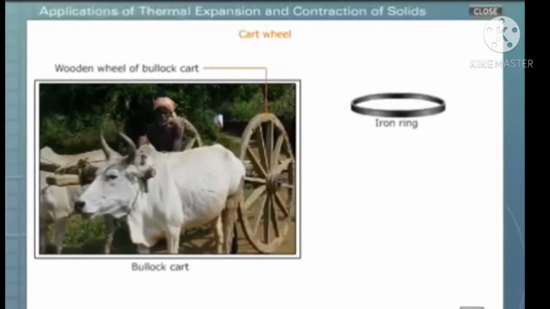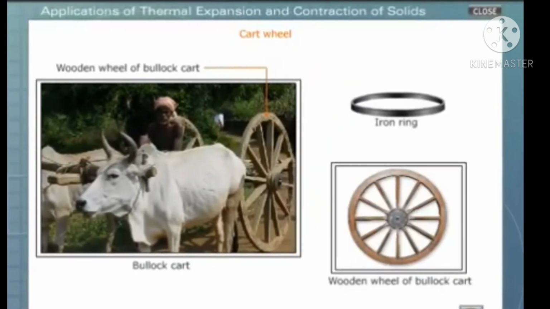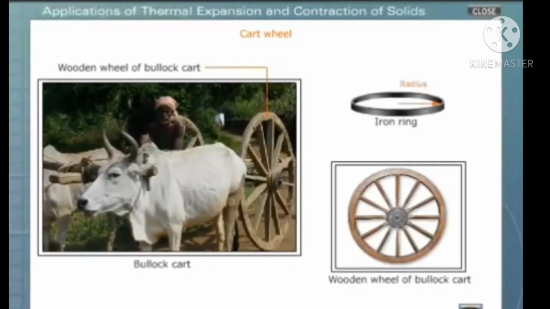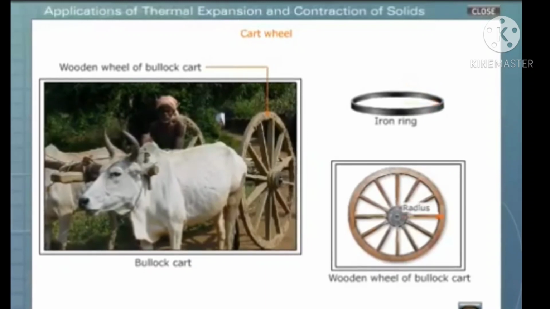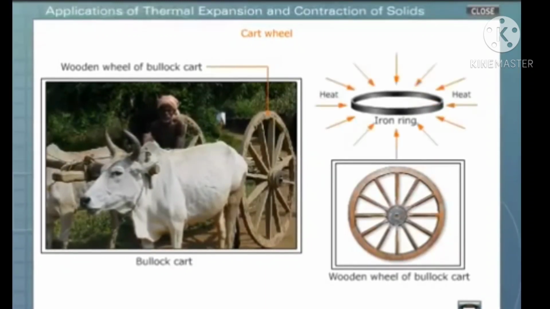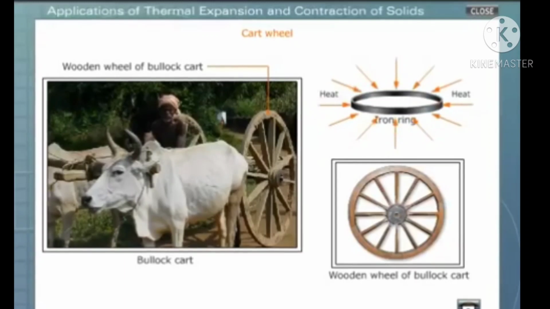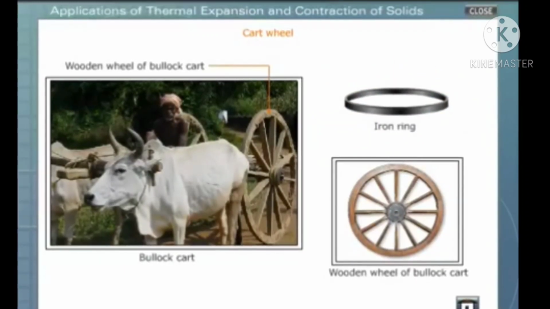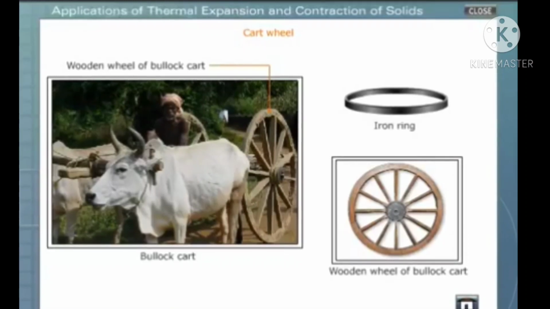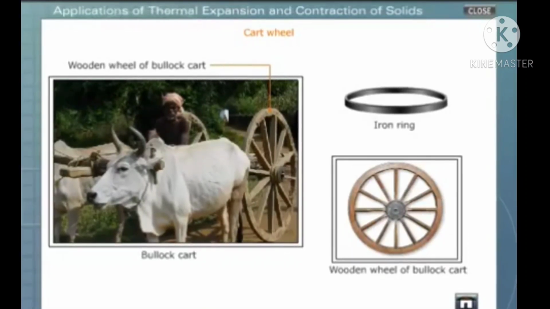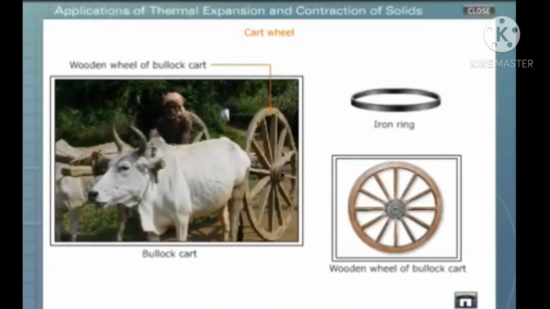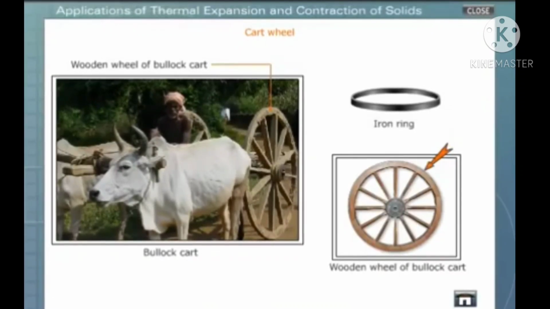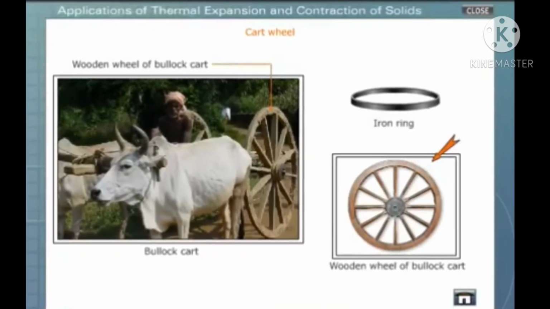In bullock carts, iron rings are fitted onto the wooden wheels. The radius of the iron ring is taken slightly less than that of the wooden wheel. The iron ring is heated. On heating, it expands and its radius increases, enabling it to fit onto the wooden wheel. Later on, the iron ring cools and shrinks to its original size, clamping itself firmly to the wooden wheel as shown here.